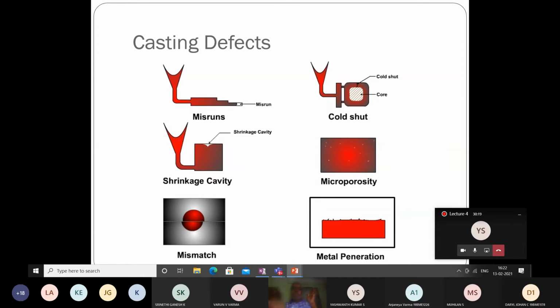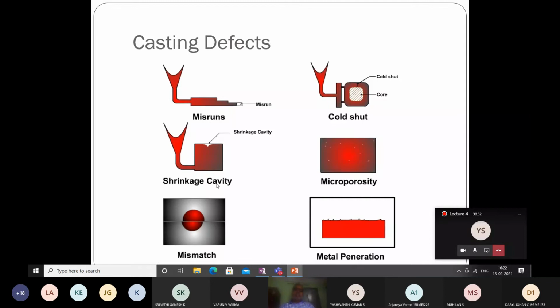To avoid cold shut and misrun, one idea is to increase the pouring temperature, because if there is a problem in pouring temperature, then an unfilled cavity will result. So we can increase the pouring temperature, or otherwise the fluidity should be improved; some alloy composition changes should be tried. These are all due to molten metals. In the next slide I'll show 5 types of reasons for defects. So these 2 defects are due to fluidity of the molten metal.